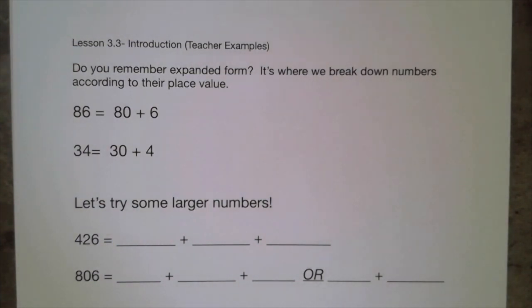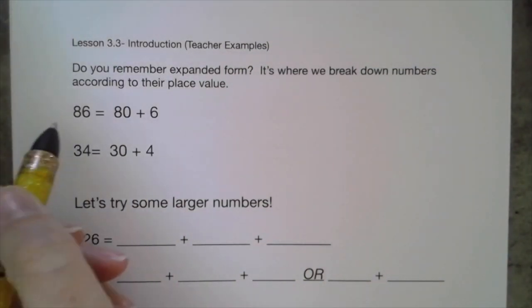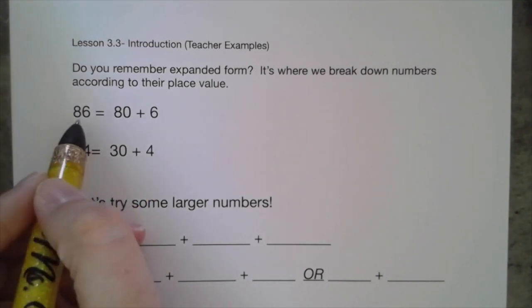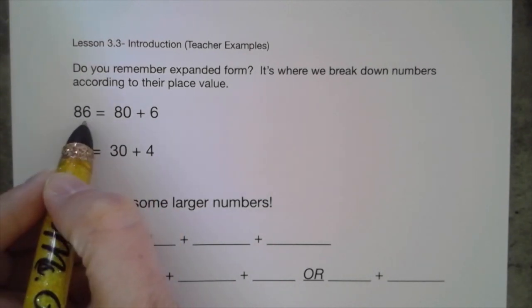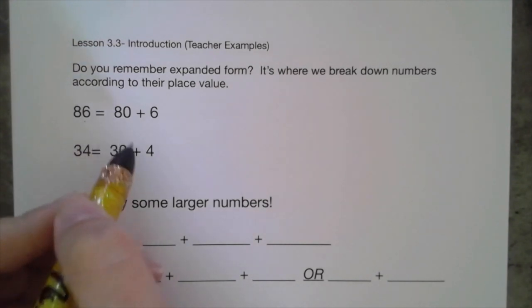So let's talk about what we're going to do today. We're going to actually use expanded form to break down numbers and then add. So remember, expanded form is where we take the value of each digit in a number and we write down the values. So this 8 is worth 80. The 6 is 6 ones, so it's just worth 6. So in expanded form, 86 is 80 plus 6.